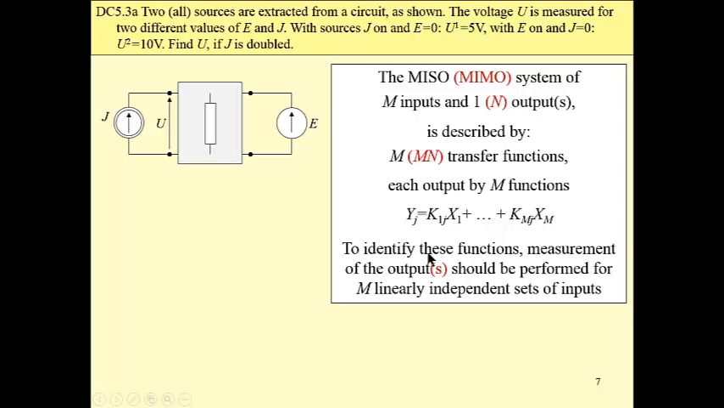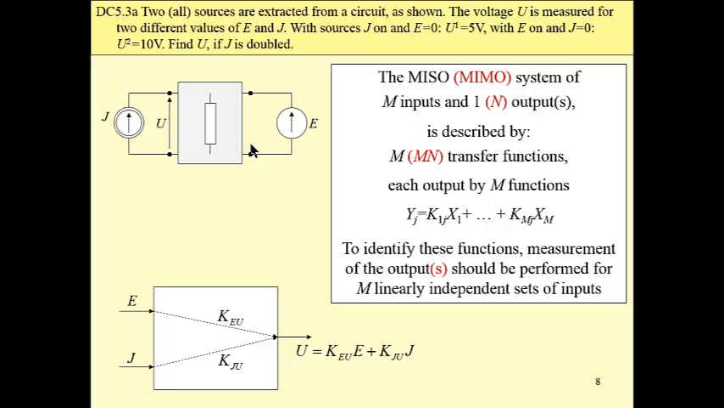And to identify these functions, a measurement of the output, or outputs in a MIMO system, should be performed for m linearly independent sets of inputs. So we need two measurements.